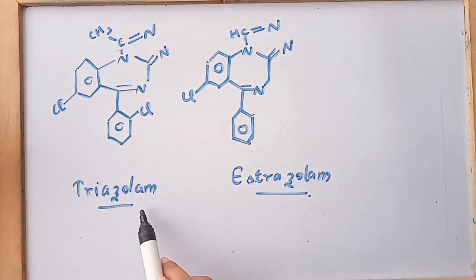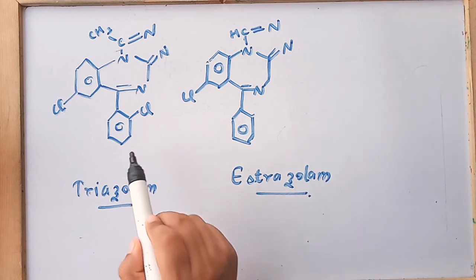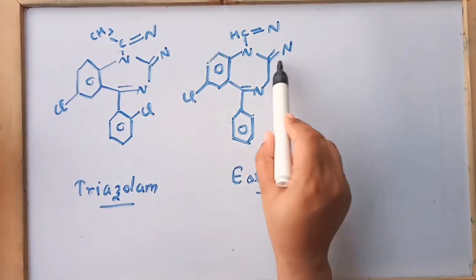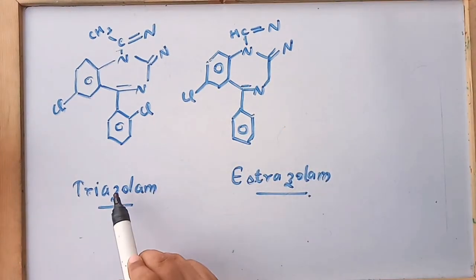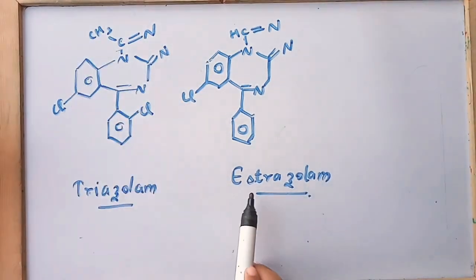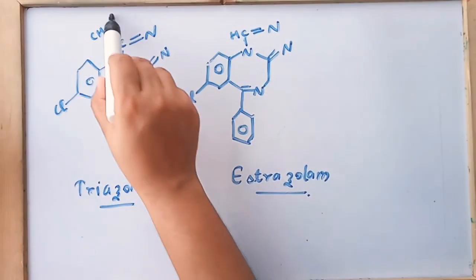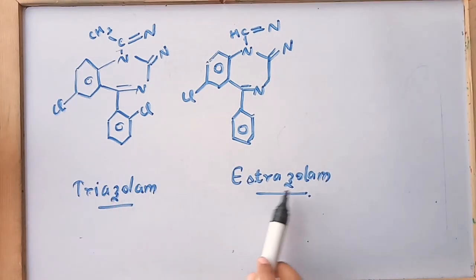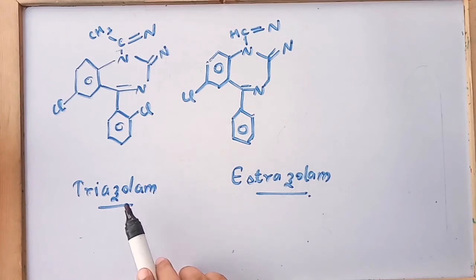This is the structure of triazolam and estazolam together. For triazolam, we add a double bond N over here, and a double bond N for estazolam also. For triazolam, we add C double bond N CH3. For estazolam, we only need to remove this CH3 group. And a Cl group is present in triazolam, but estazolam does not have any such group. So you can relate both these structures together.